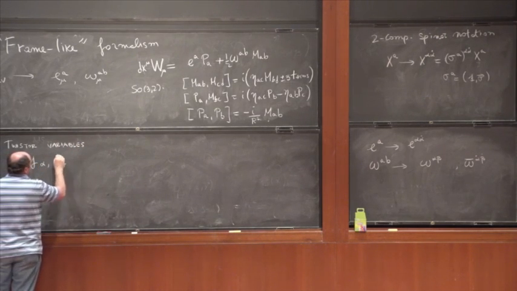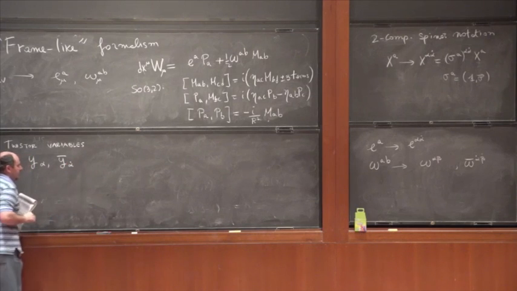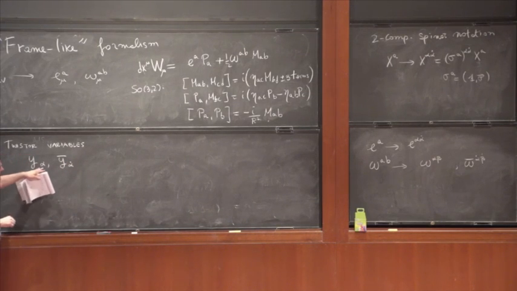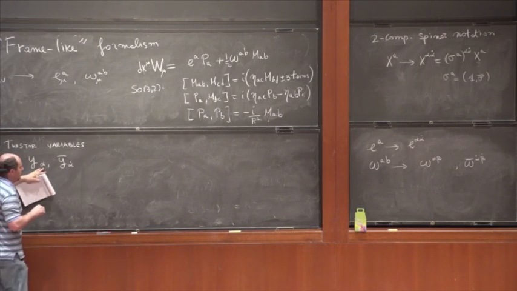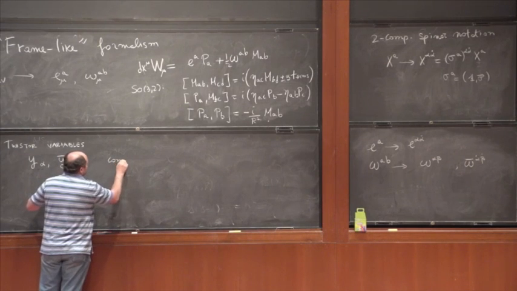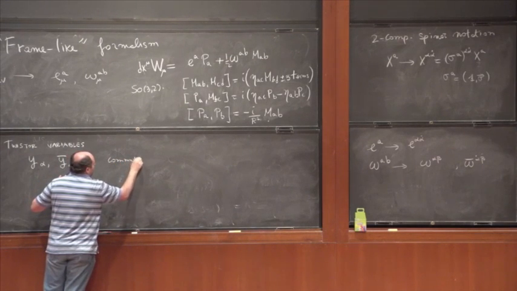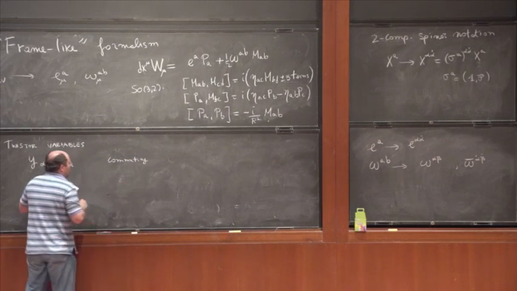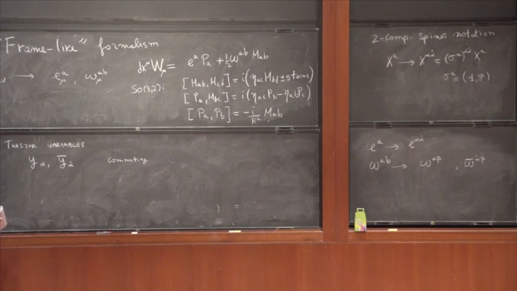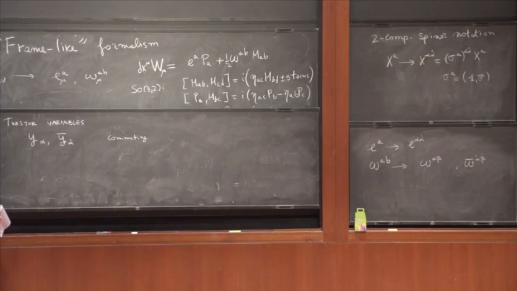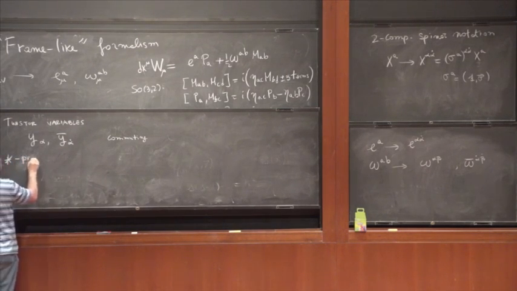So introduce a pair of twistor variables which transform in the spinor spin 1/2 representations, but they are commuting. And on these spinors, we introduce some star product.